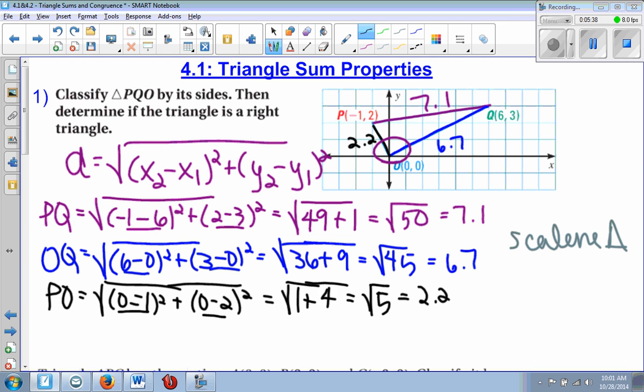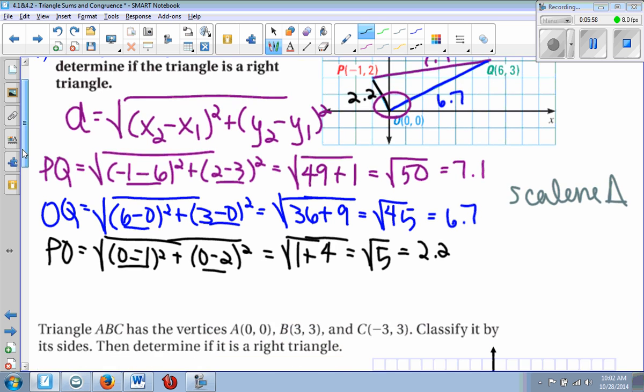If we know the slopes of those side lengths, we can compare those with what we learned about perpendicular lines. So if we find the slope of PO and we find the slope of OQ and they are opposite reciprocals, then we know that they would meet at a right angle, and triangle PQO would be a right triangle.